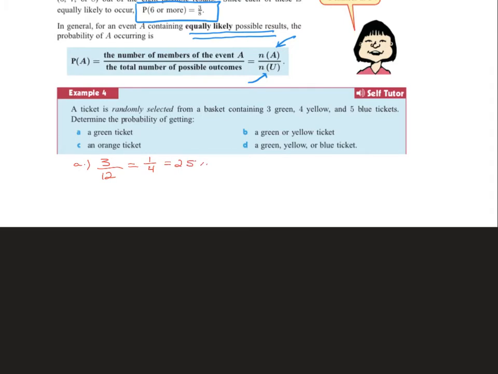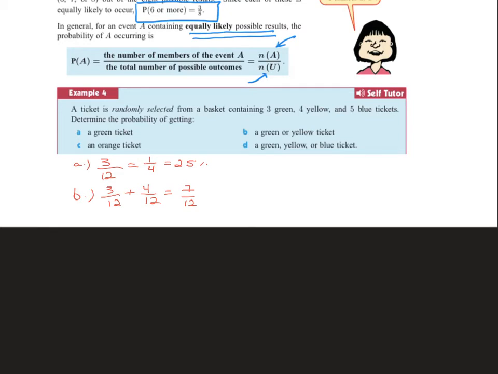Now, what about for B? Now, this is a little bit more tricky. Think about it. A green or a yellow. Well, what's the probability of getting a green? 3 out of 12. What's the probability of getting a yellow? 4 out of 12. Well, we want one or the other, right? So in this case, we're just going to combine their probabilities. Anytime we want a green or a yellow, when we see that word or, we're just going to combine those probabilities. We get 7/12, which we can convert to a decimal or to a percent.